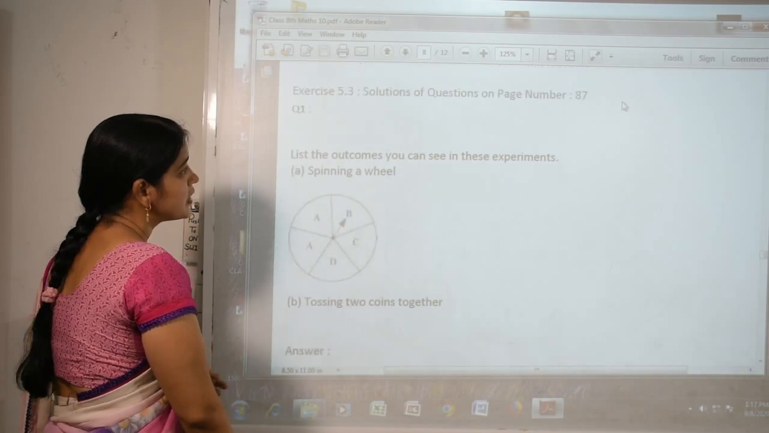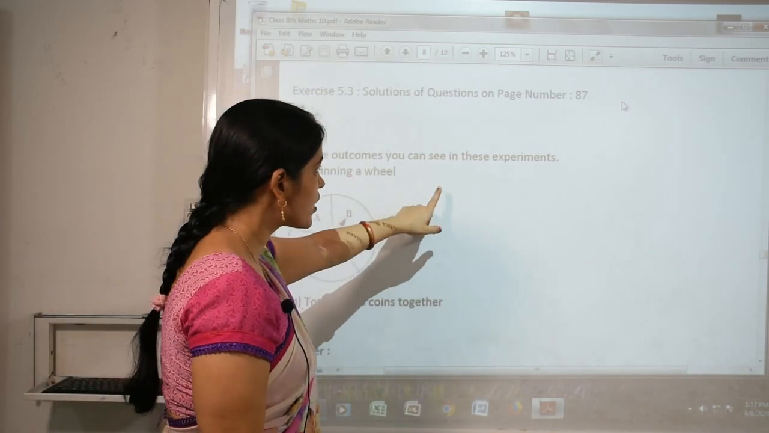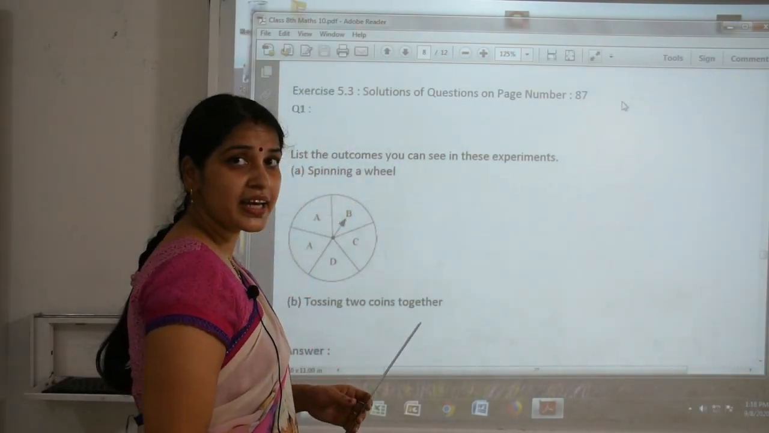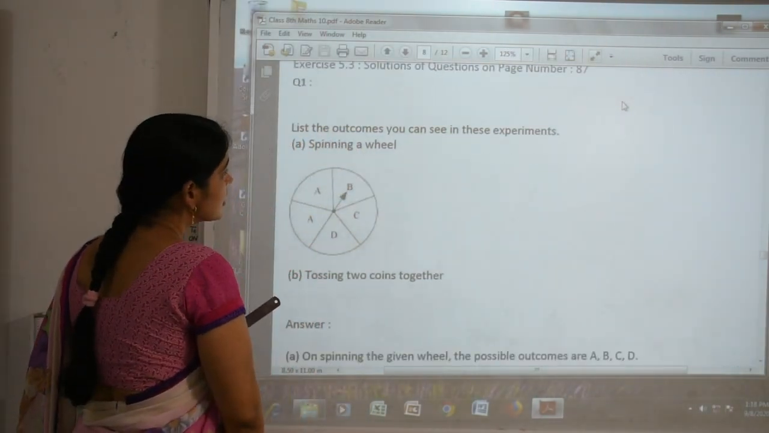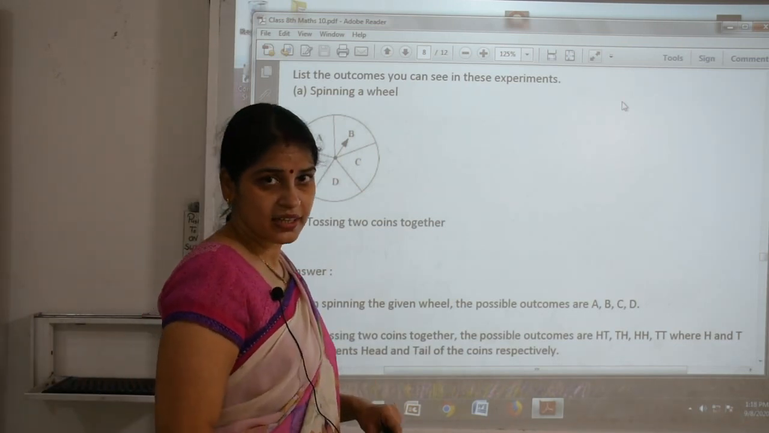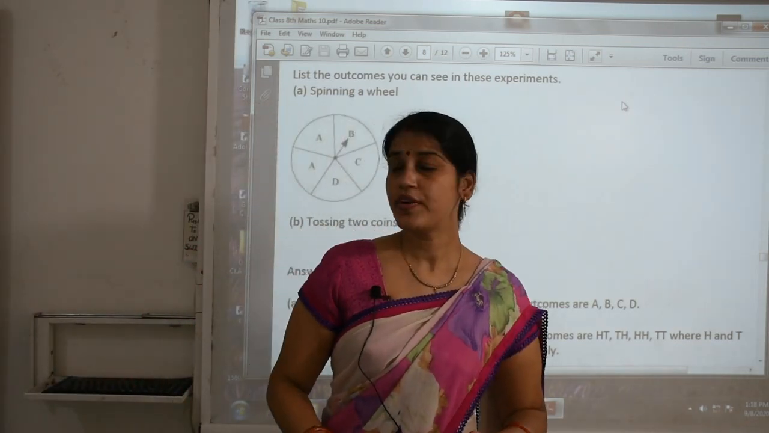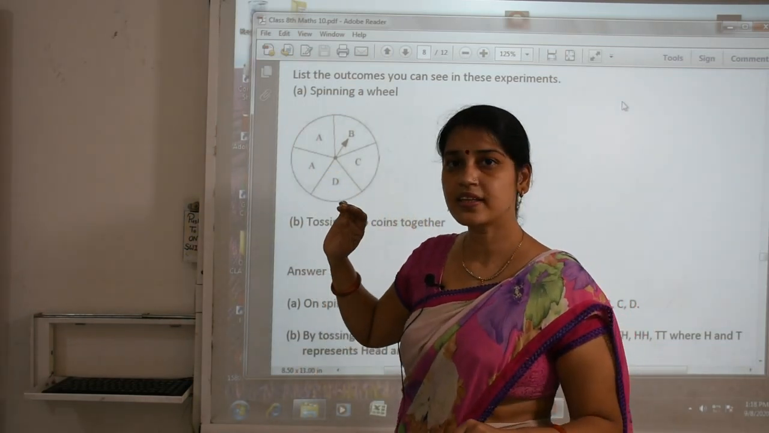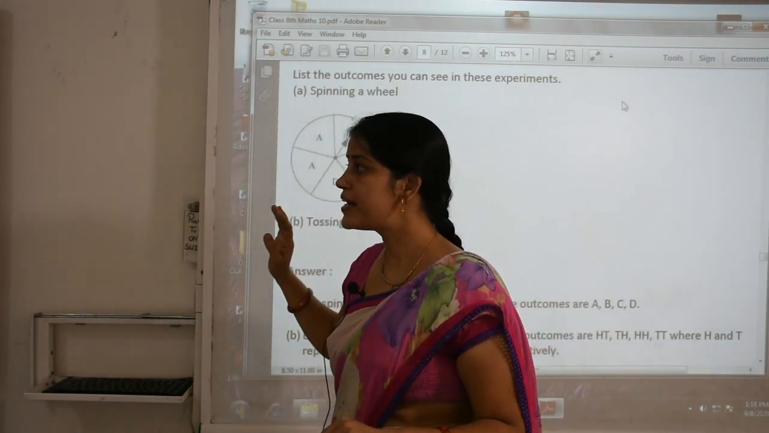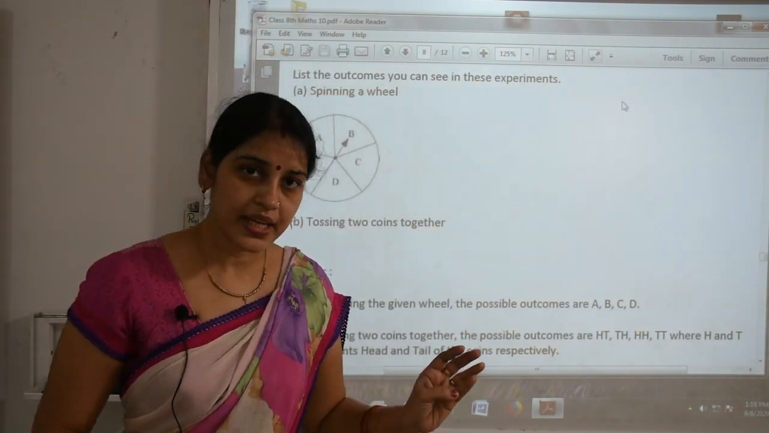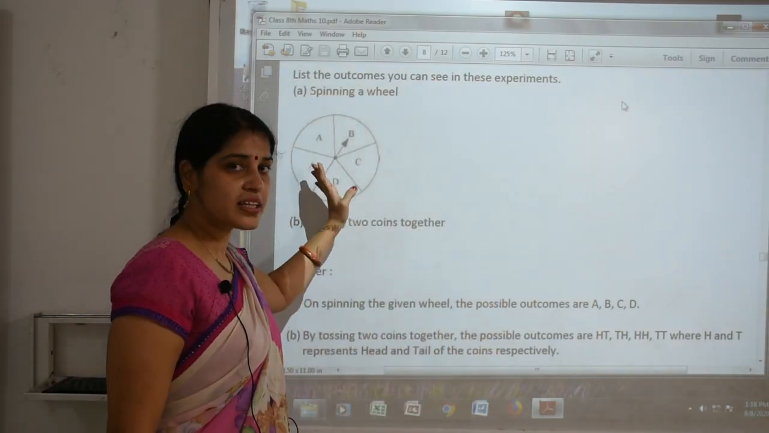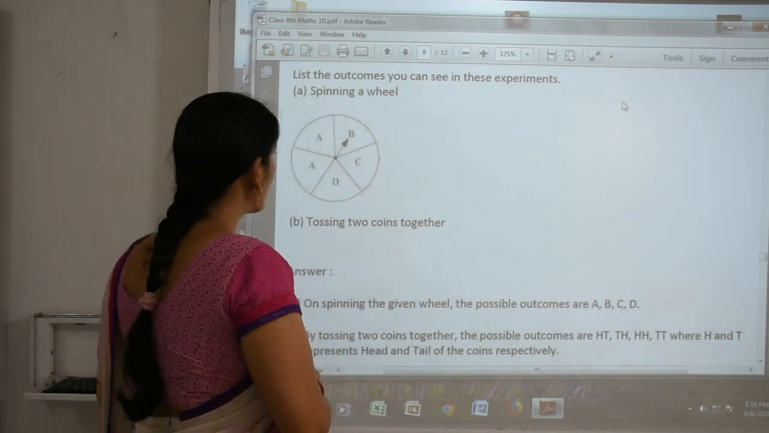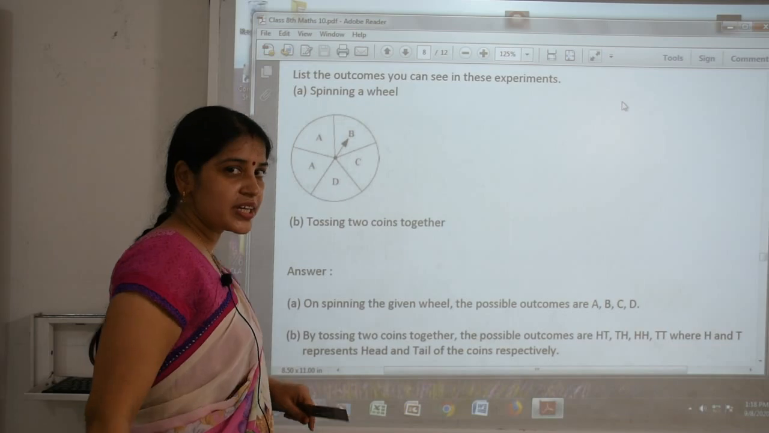Here you are given: list the outcomes you can see in this experiment. You are given an experiment, that is one wheel is given, okay, spinning a wheel. So in this wheel you are observing a few letters. Alphabets are A, B, C, D. These 4 letters are given and A is mentioned here 2 times. Okay, so this wheel is mentioned in the question.